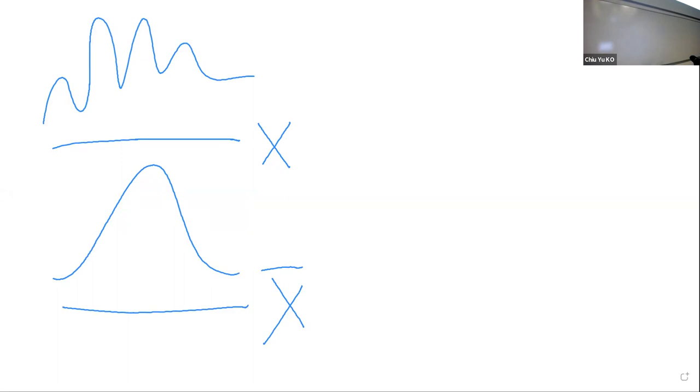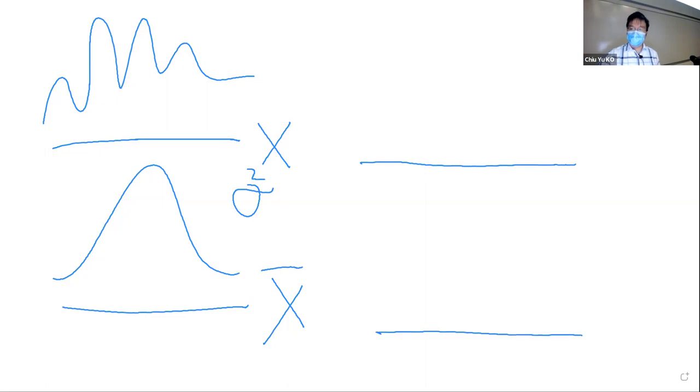As long as we are happy to assume that we know sigma squared, it's not a big deal. But the problem is, if you are not willing to assume we know sigma, then we have to rely on this guy.